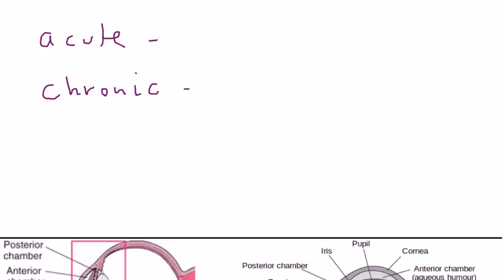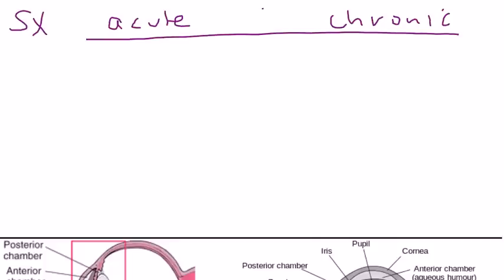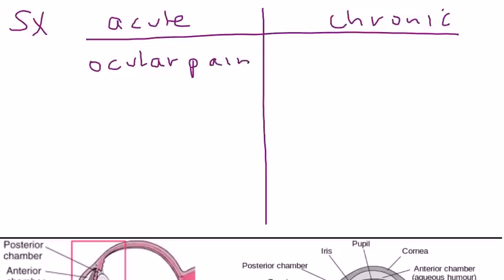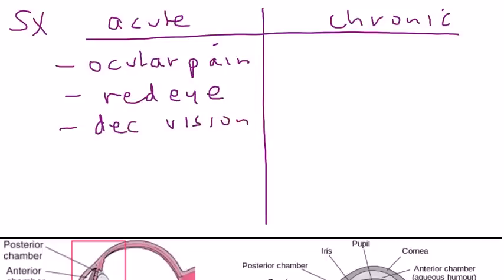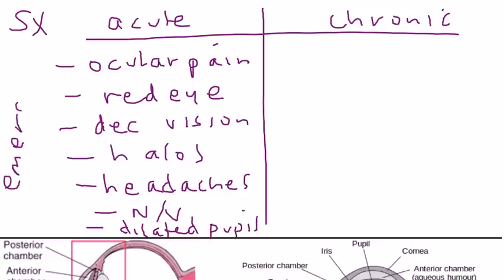And I guess now we can get into the symptoms. So I guess what we'll do is we'll make a little table here of symptoms of acute and chronic. So acute glaucoma, you'll have ocular pain, sudden eye pain, red eye. Red eye is very common. You can have decreased vision. You can see halos, and you can have headache, and you will have nausea and vomiting. And you also have a dilated pupil. That's also important. This is an ocular emergency.